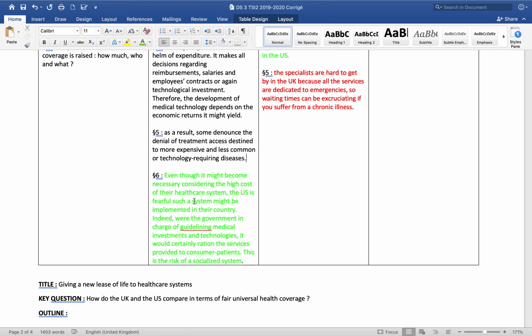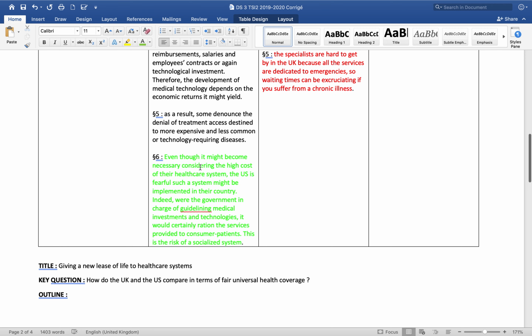Right. The last paragraph: even though it might become necessary considering the high cost of their healthcare system, the US is fearful such a system might be implemented in their country. I used a concession because there's a paradox. The US is looking at what the UK is doing because they realize that they're spending a lot of money on hospitals. Because as private companies are giving people a lot of access to whatever they want medically, hospitals have to keep up. So the government has to give money, okay, for the hospitals to be equipped for this. So they think maybe we should do like the UK.